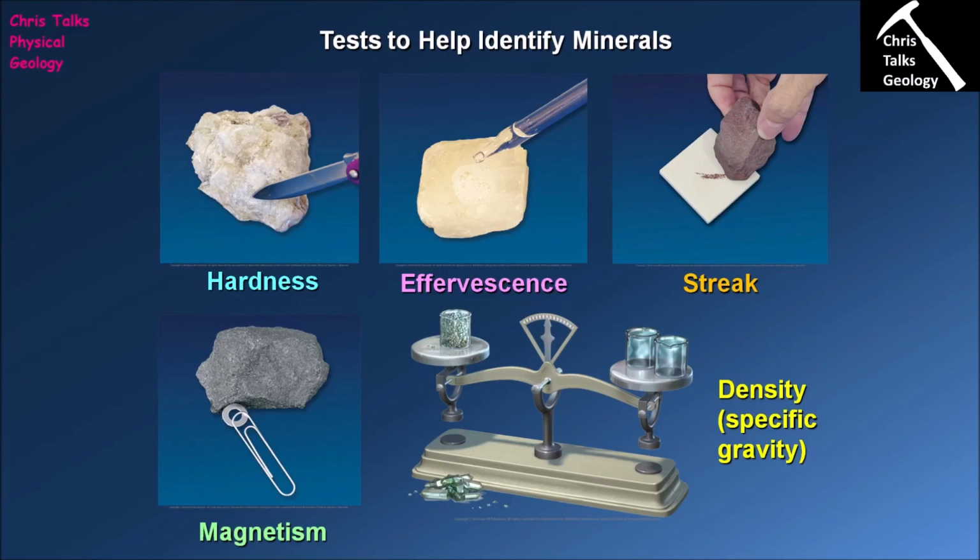So these are the general criteria that a geologist will use when trying to identify a mineral, and we will often try and apply as many of these different criteria to any mineral that we come across in order to make sure our identification is accurate.